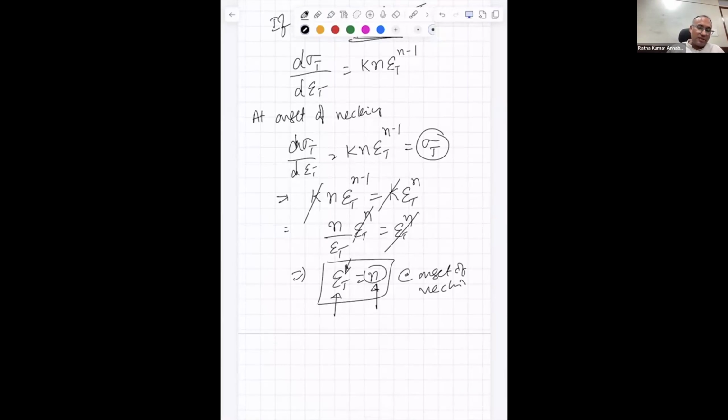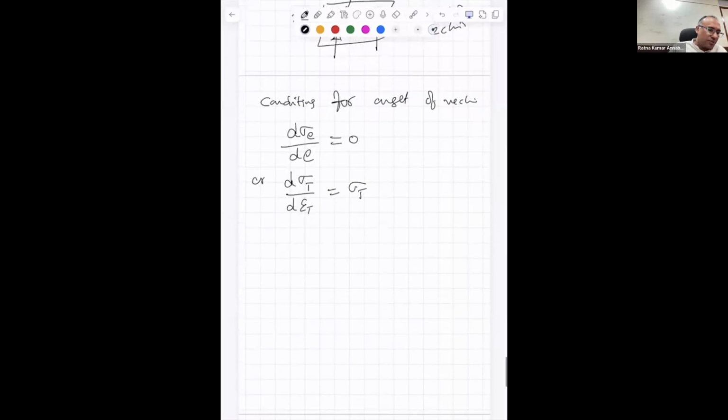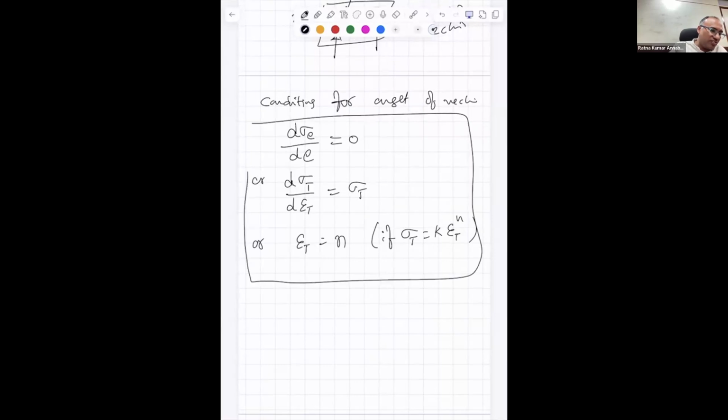So the condition for onset of necking is dσE/dE is equal to 0, or dσT/dεT is equal to σT, or εT is equal to n if σT is equal to k εT to the power n. These are all equivalent conditions for onset of necking.